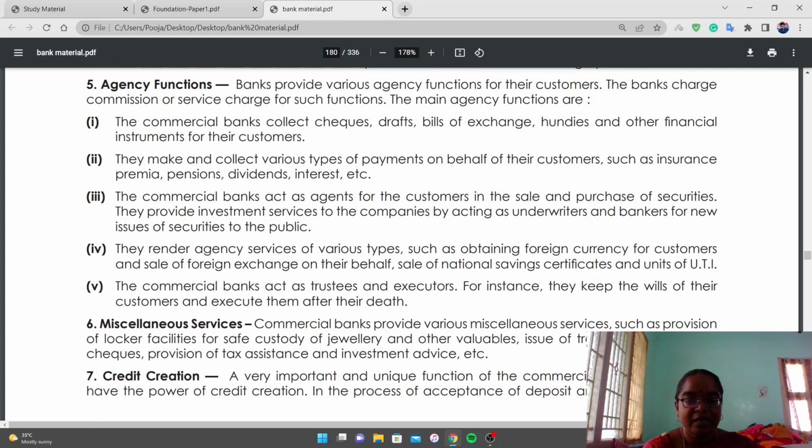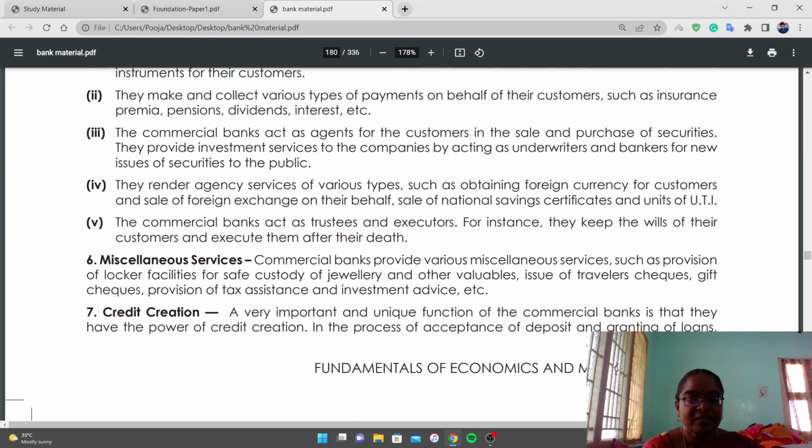Apart from that, miscellaneous services. Commercial banks provide miscellaneous services, that is locker facility for safe custody of valuables, jewelry, issue of travelers check, gift checks, provision of tax assistance, now ATM facility, mobile banking facility. These are all the facilities provided by the banker to their customers.